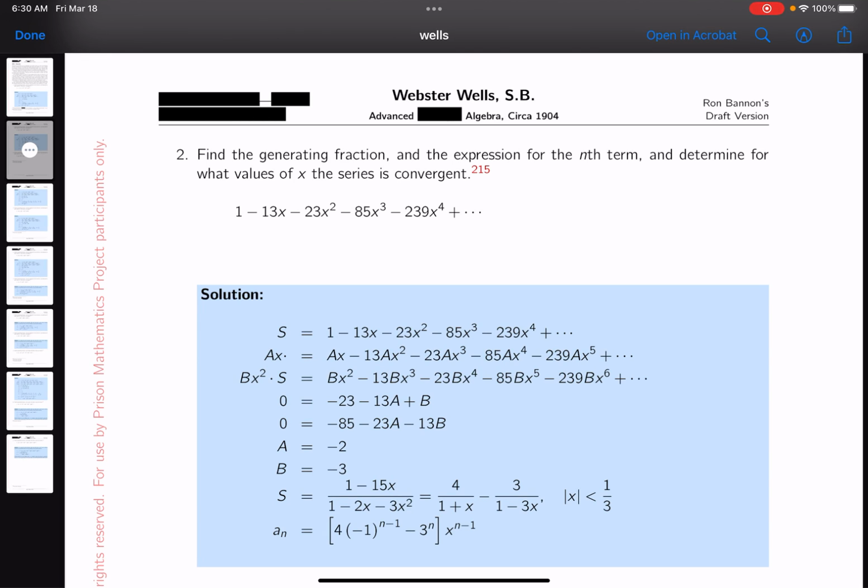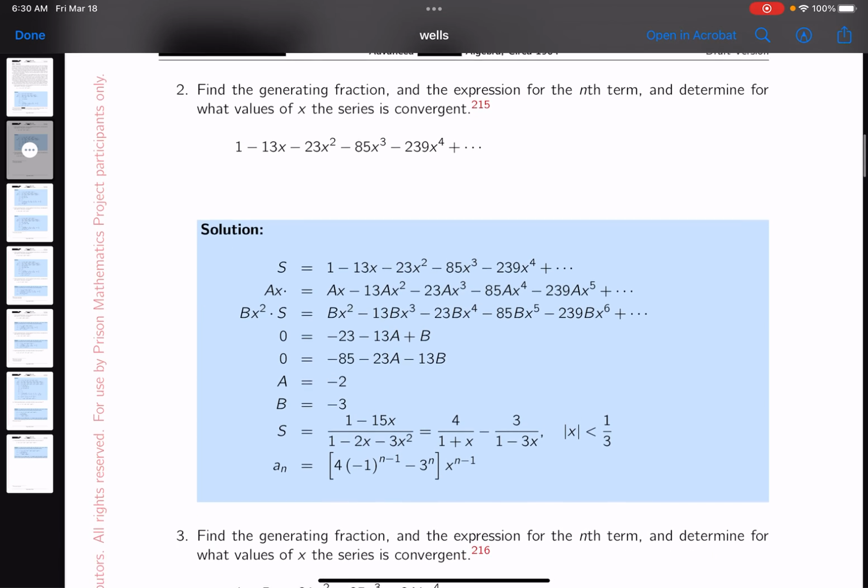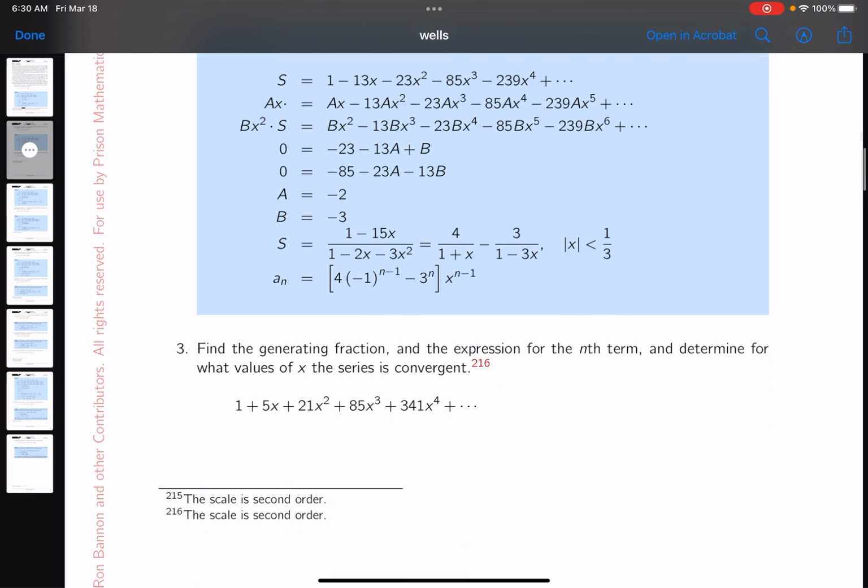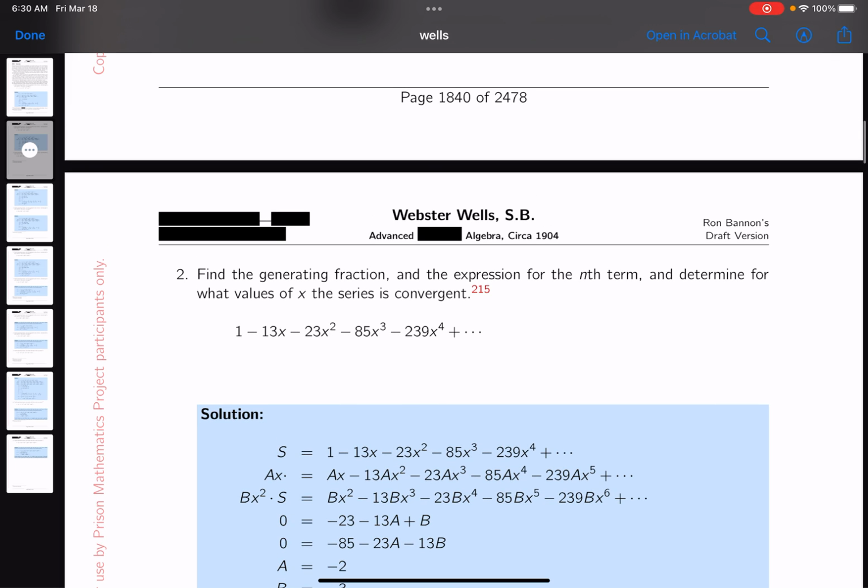Okay, problem number 2. Again, we're going to get a generating fraction, and then we're going to try to find the nth term of that generating fraction. So we're given this series, and we'll write it down at the whiteboard, and then we'll go through the method. By the way, I want to pay careful attention to the footnote, and it's helpful. It says second order, so that's going to help me do the problem, all right? So let's go to the whiteboard and write it down.